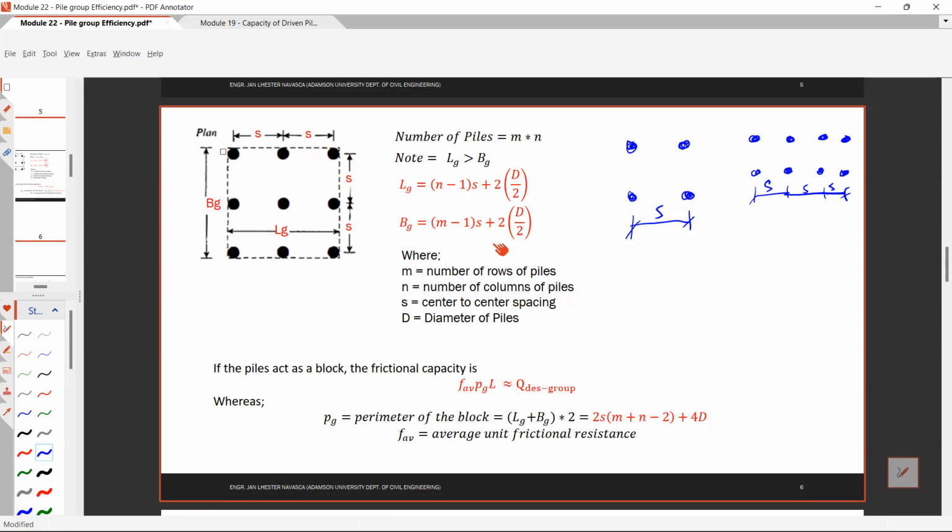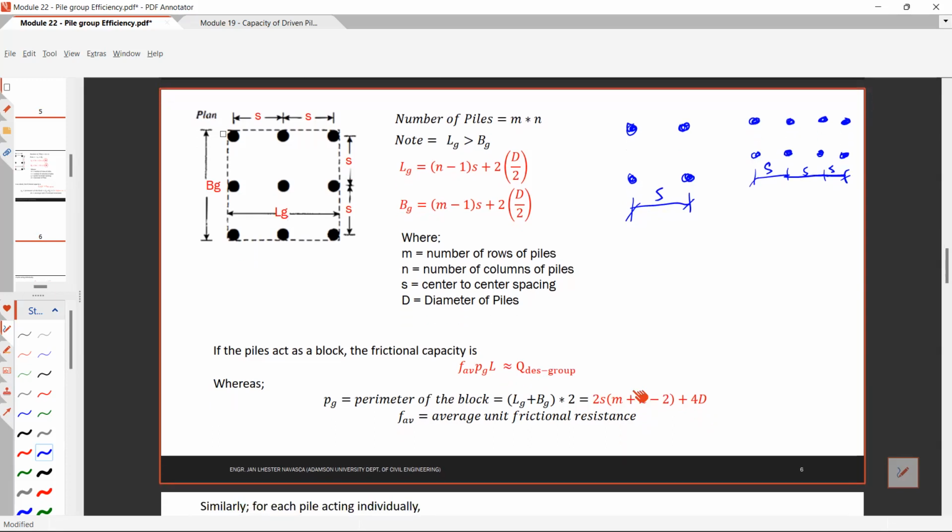So s lang siya. Then multiply it by 2. So you have 2s. Then you have d plus d. Okay, so d plus d is basically 2d. So times mo siya sa 2 because of the perimeter. Therefore, you have 4d. So therefore, you have 2s times (m plus n minus 2) plus 4d. So you can check this out. Verify this perimeter of the block.